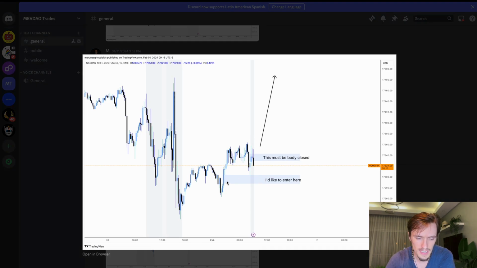Here I'm going bullish. There's something there that tells me, okay, price wants to go up. In this case, it looks like there's a relative equal highs. There's a lot of bullish momentum. And again, I'm looking for entries.